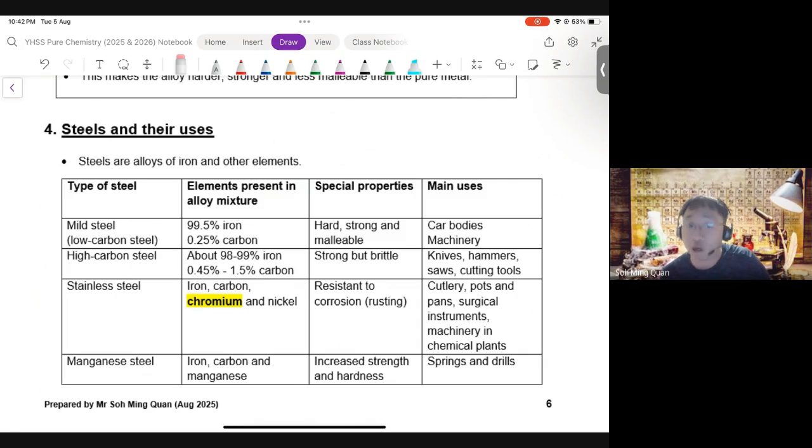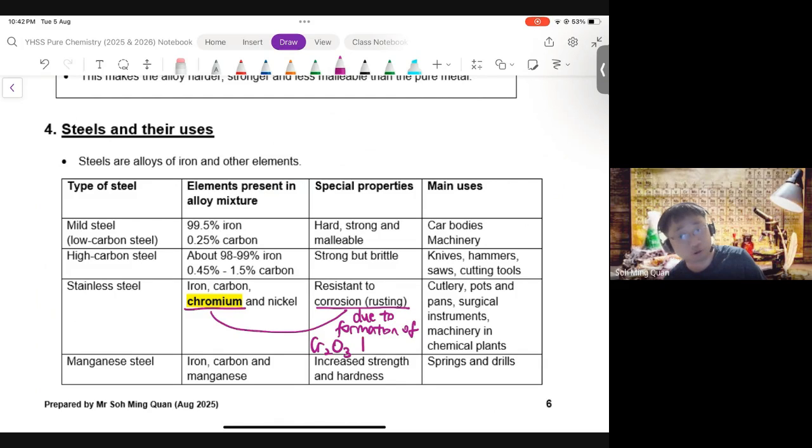Now, what's very important to take note again is chromium. Chromium makes it resistant to rusting. Okay, and this is due to the formation of the chromium oxide, Cr2O3 layer. So if you recall, chromium oxide, Cr2O3, has chromium in the +3 oxidation state. All right. So when chromium reacts with oxygen, it forms Cr2O3. And this is a layer on top of the steel, which protects the steel from rusting.